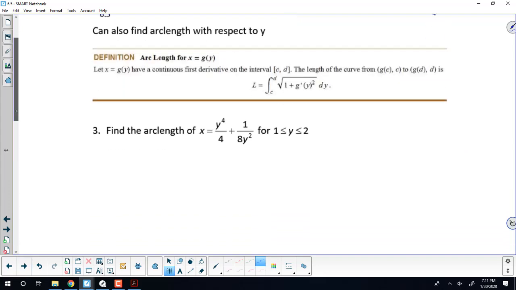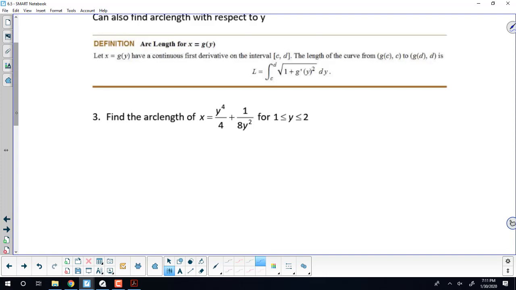A little bit more complicated, or involved rather. We can also find the arc length with respect to y. Just view what we just did and rotate it 90 degrees. It's the same idea. So here we have, find the arc length of the function x for y between 1 and 2.